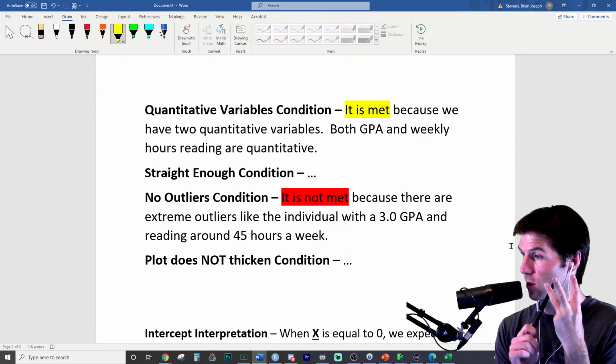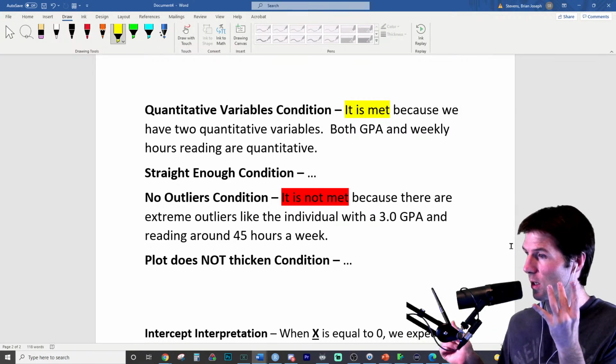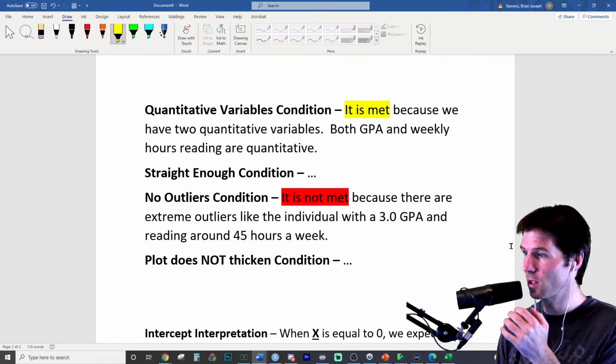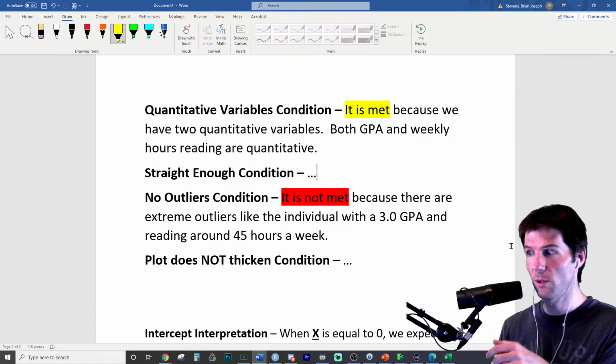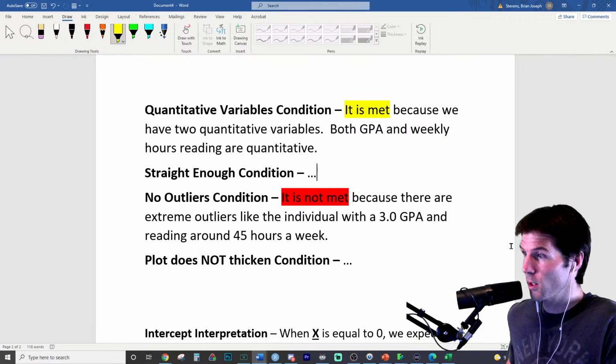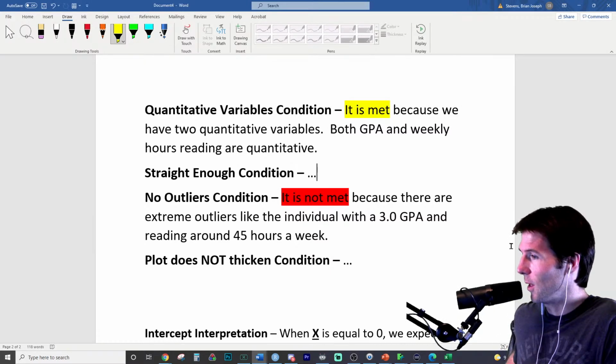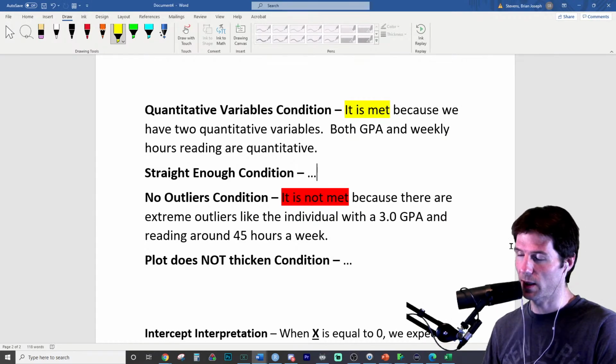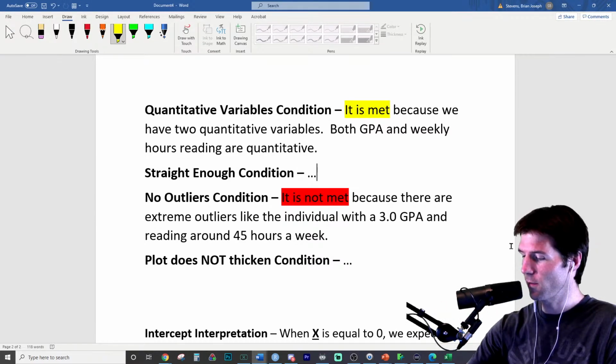The first 3 are the conditions for correlation that we were covering for last test. And then we had a 4th one that you can see right here, but practice saying them in the chat right now. You'll do a lot better, I promise. You write them down, you practice them, you make sure you say them. I can say QQ straight enough, no outliers, plot doesn't thicken. And then I have to say, great job right there, Tiffany, excellent work.